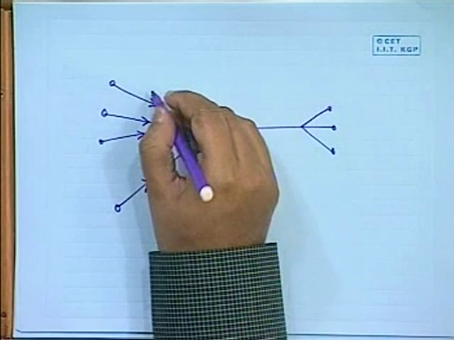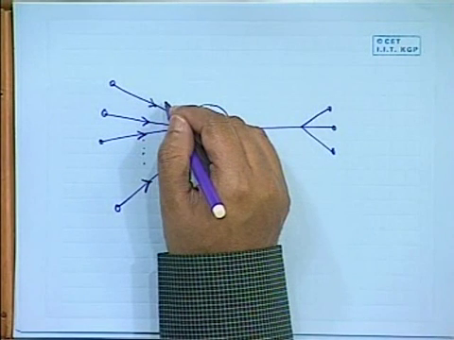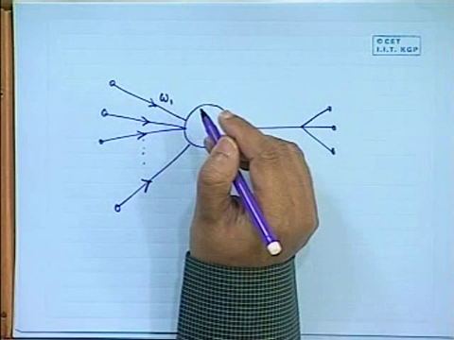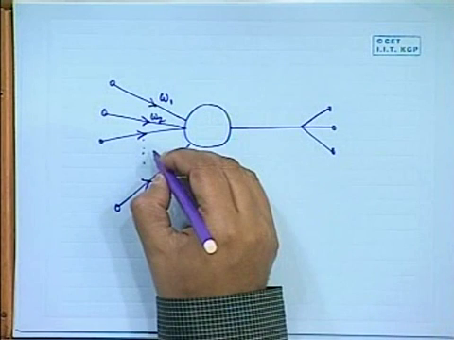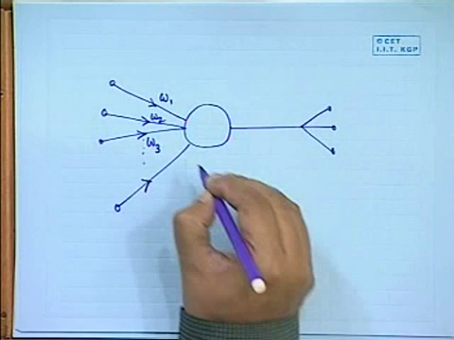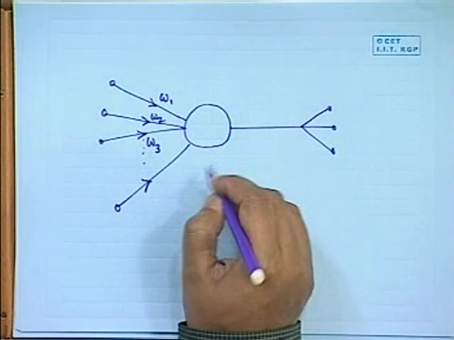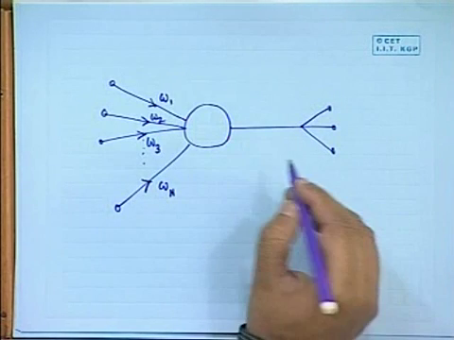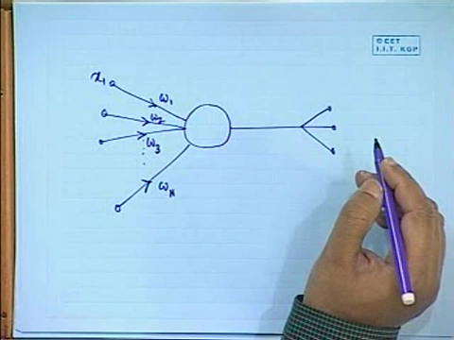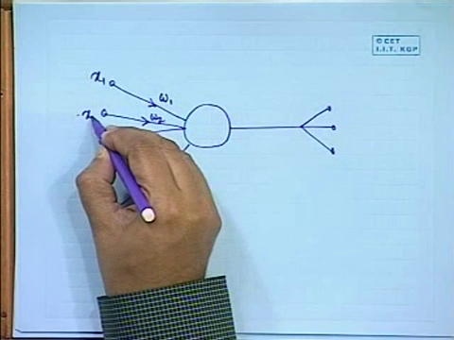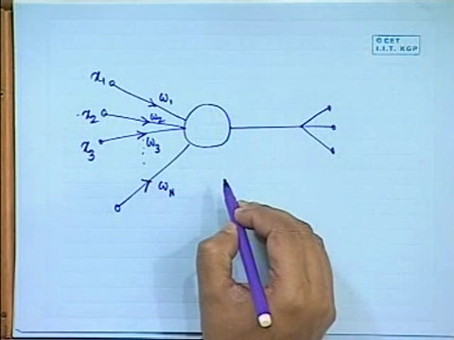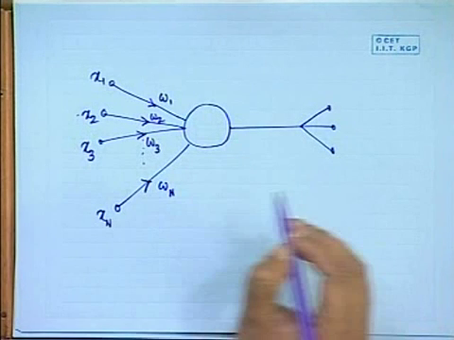Okay. Right on top of this arrow, we can write down the strength of this connection. Let us say the strength of this connection we call W1, this W2, this W3, and supposing there are n such inputs connected, we call this strength Wn. Here the input signal available is x1, here x2, here x3, and here xn is available as input.